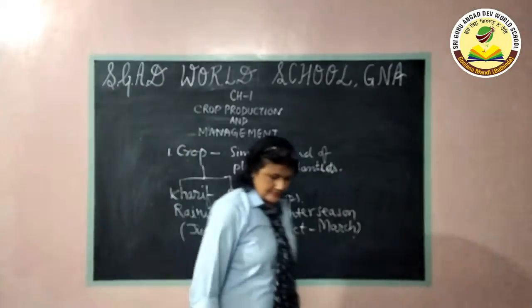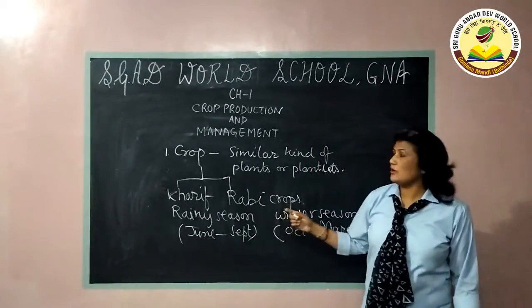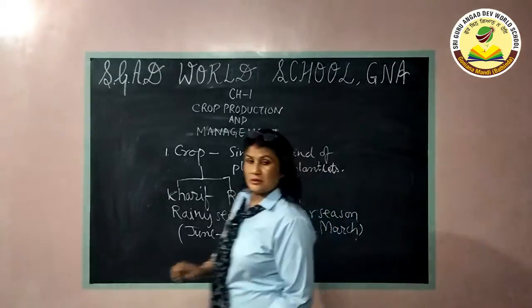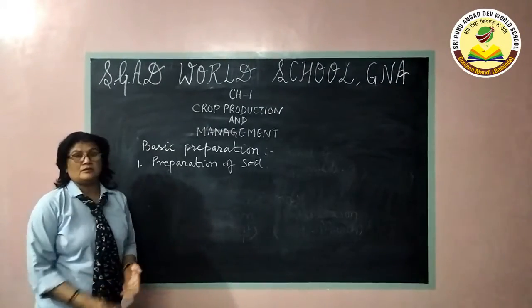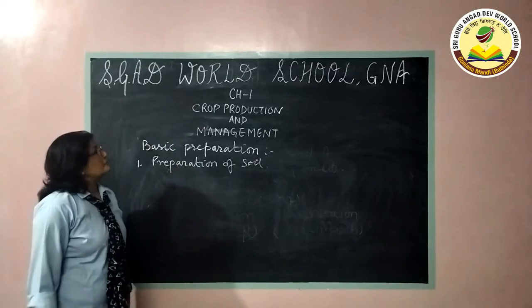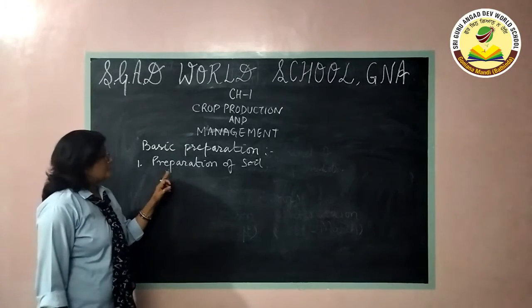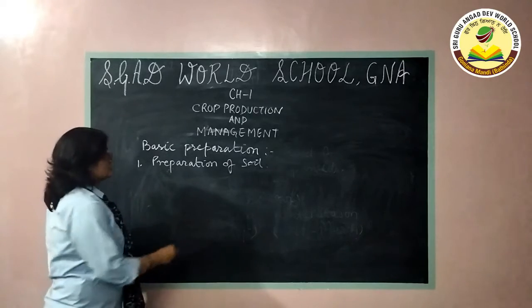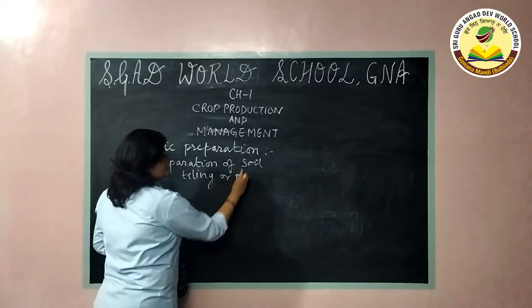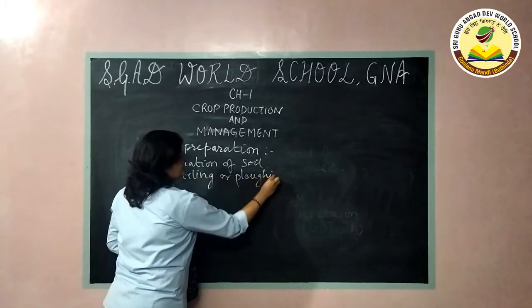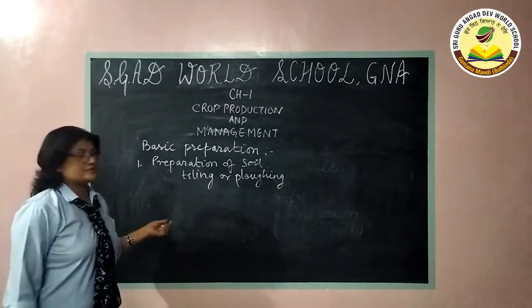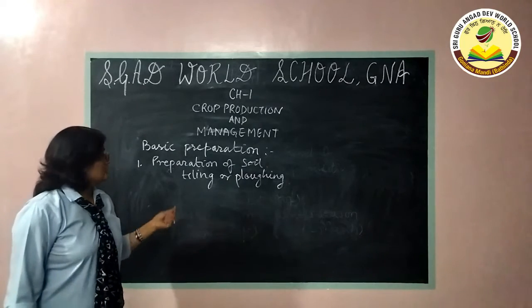Now, what are the practices involved in the production of crops? Now we will see what are the basic preparations for crop production. First is preparation of soil. This is also known as tilling or plowing. It means to prepare the soil for sowing of seed or growing of a particular crop.